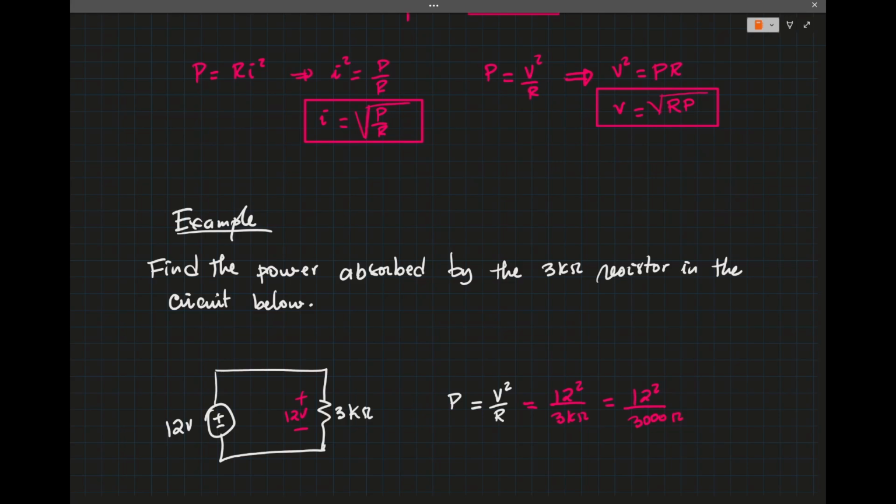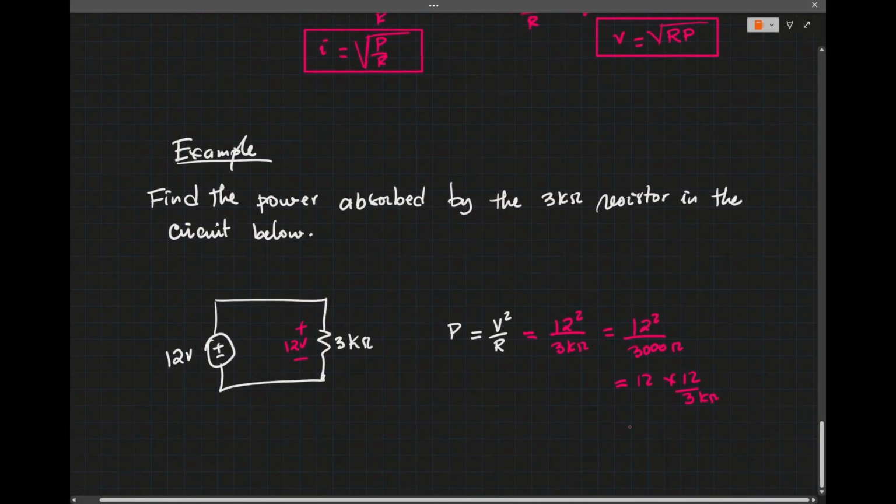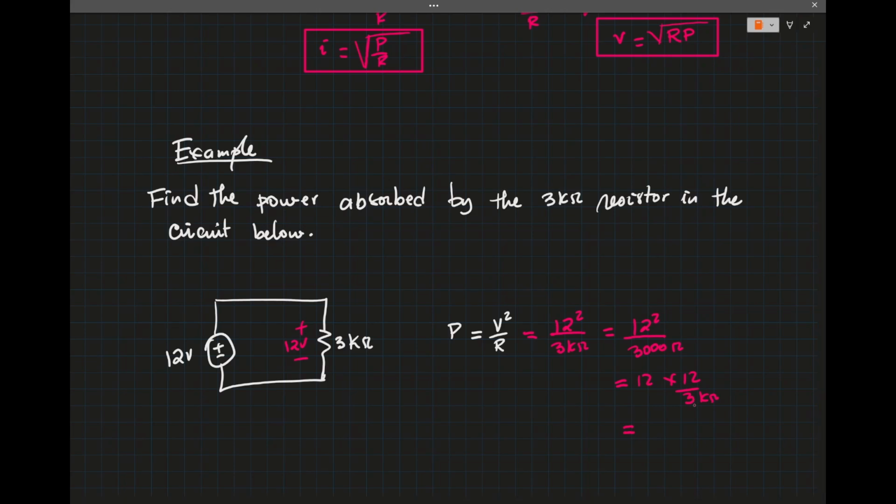So now we can find this in milliwatts, right? We have 12 times 12 over 3k. What is 12 divided by 3, which is 4, right? 4 times 12 is 48, so 48 milliwatts, that's P.